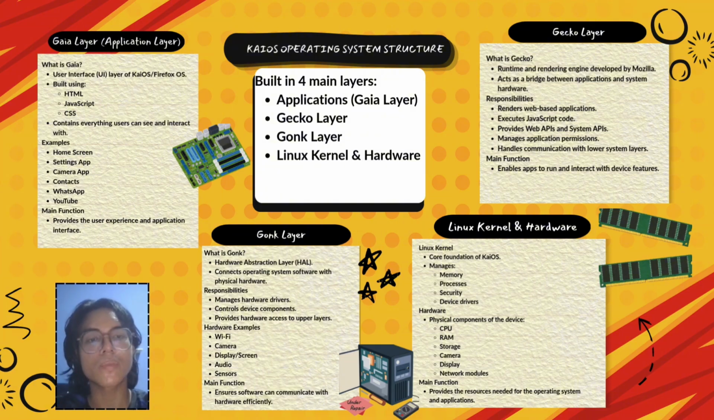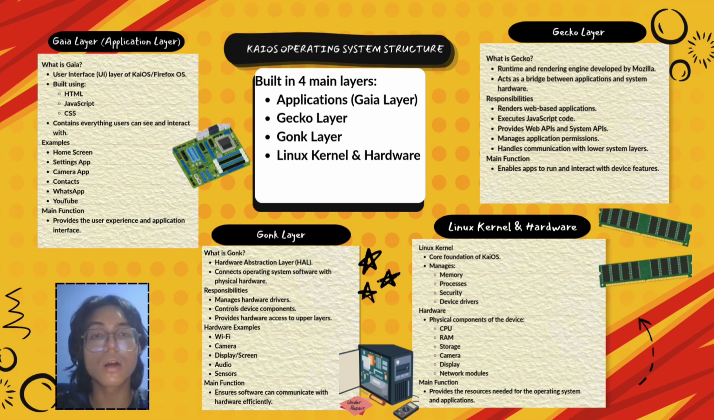Next is the Gecko layer. What is Gecko? Gecko is a runtime and rendering engine developed by Mozilla. It acts as a bridge between applications and system hardware. Its responsibilities are to render web-based applications, execute JavaScript code, provide web API and system API, manage application information, and handle communication with lower system layers. The main function of the Gecko layer is to enable apps to run and interact with device features.